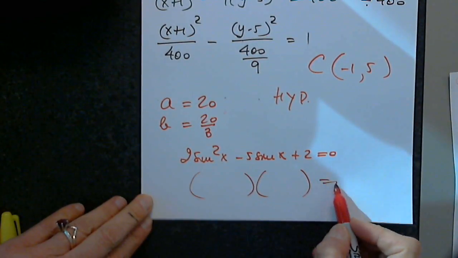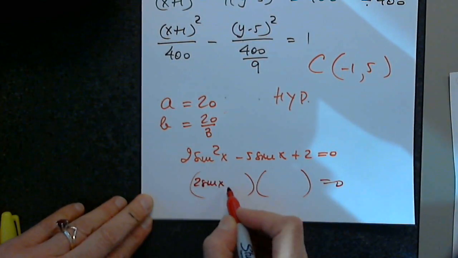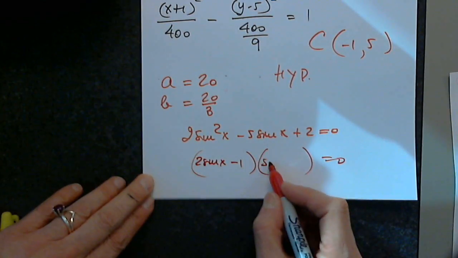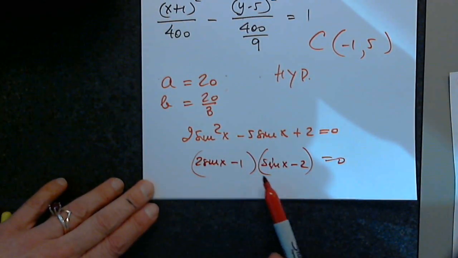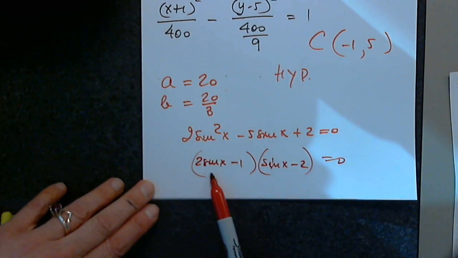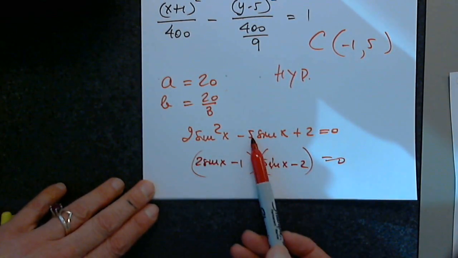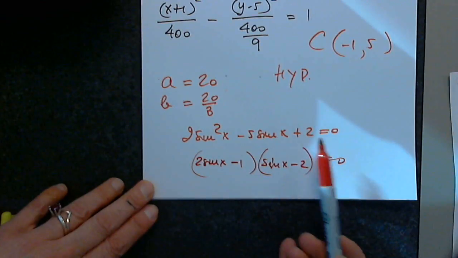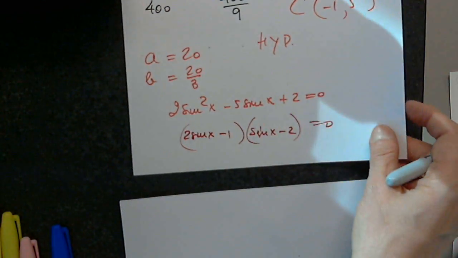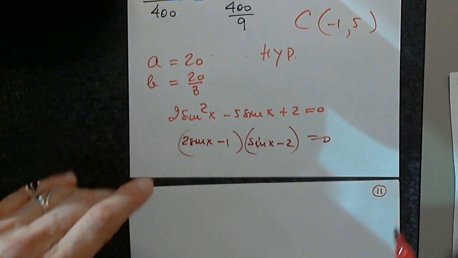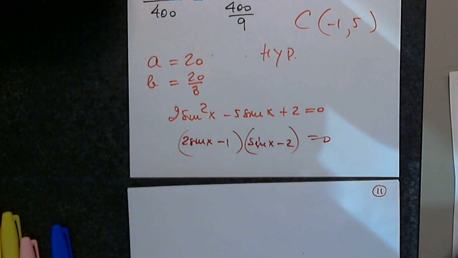2 sin x minus 1, sin x minus 2. Okay, so let's check. 2 sine x times sine x is 2 sine squared. This is negative 4 minus 1 is negative 5, and negative 1 times negative 2 is 2. Clear. Perfect. Very good. Now I'm able to solve for sine. So let's solve for sine.